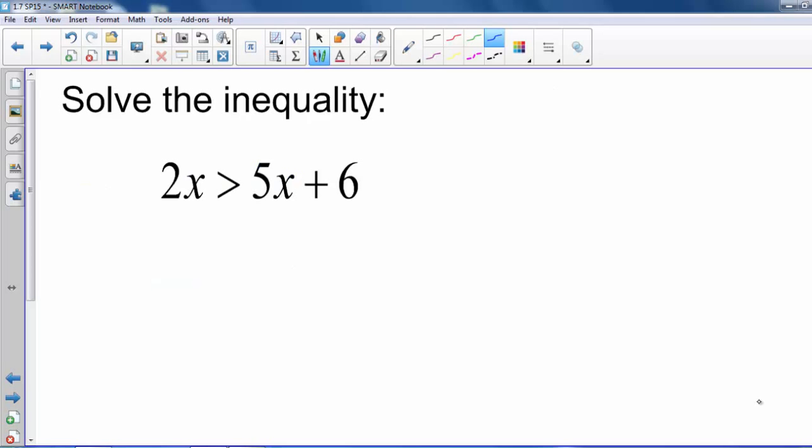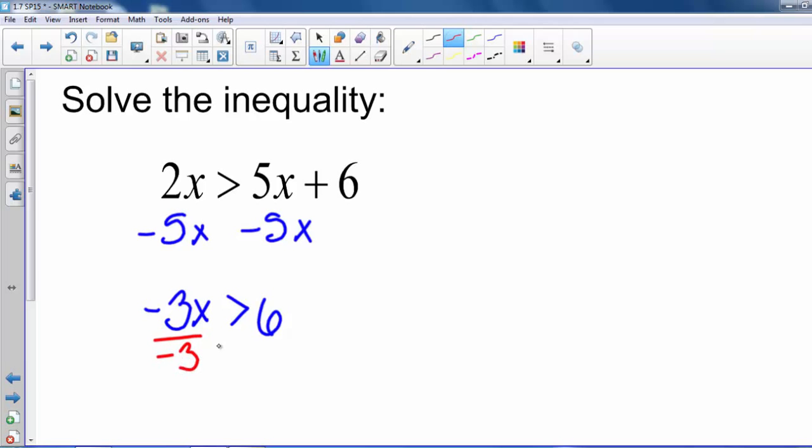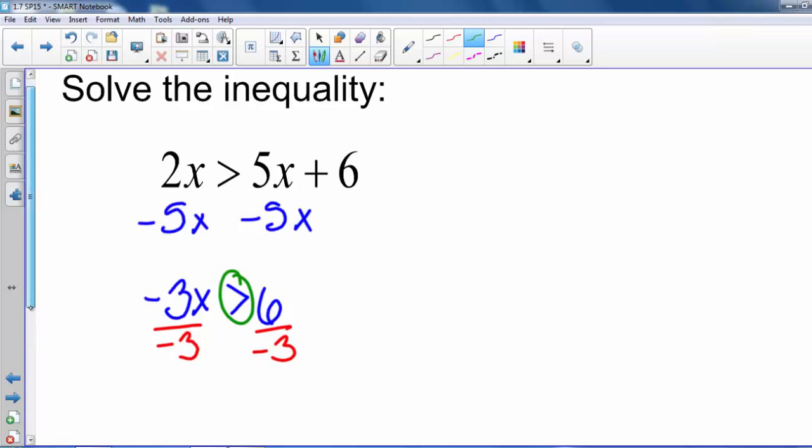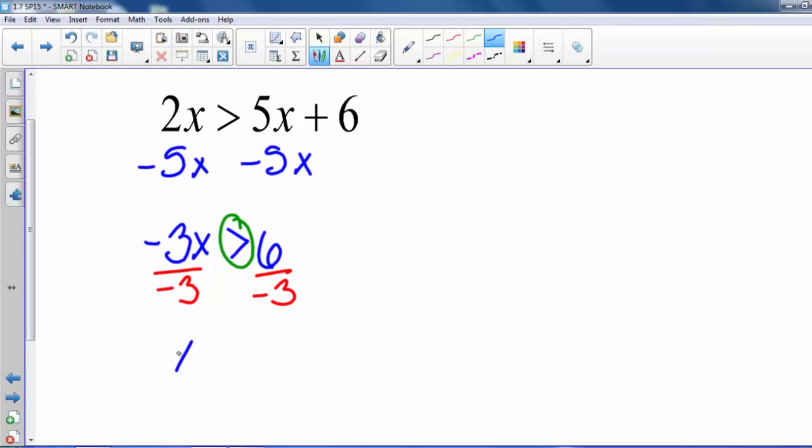Let's solve the inequality 2x is greater than 5x plus 6. The first thing we want to do is get everything with an x on the same side. So we can subtract 5x from each side so that we get negative 3x is greater than 6. Now we're going to divide by negative 3, and we're dividing by a negative number, so we have to switch the sign of our inequality. So we get x is less than negative 2.